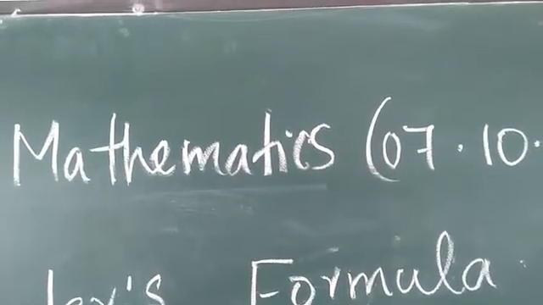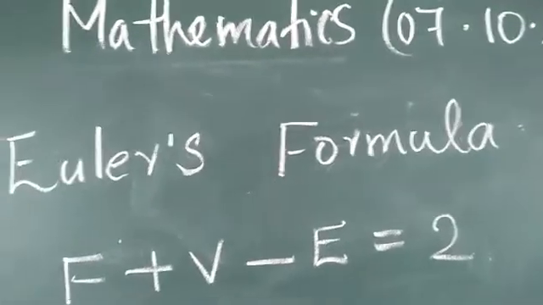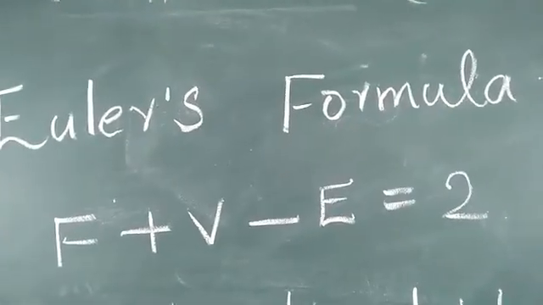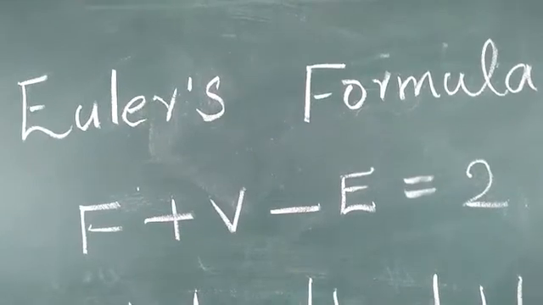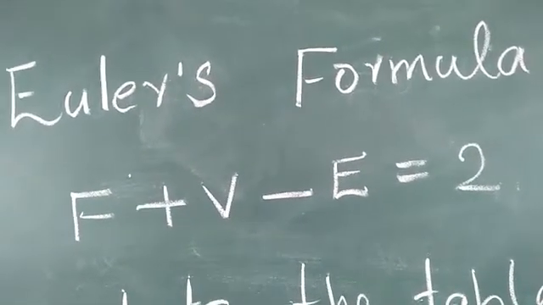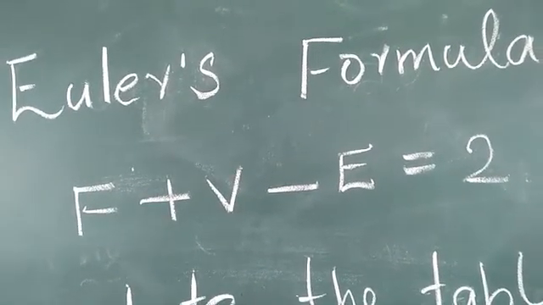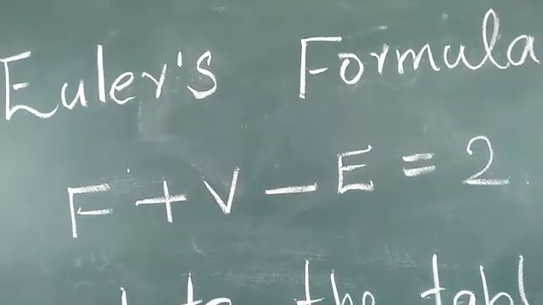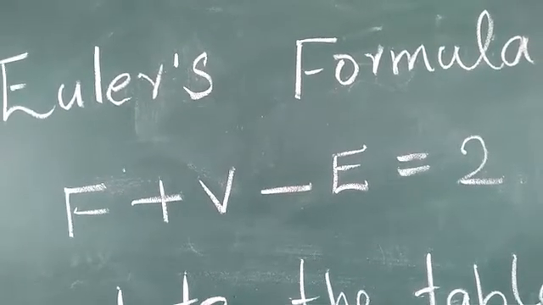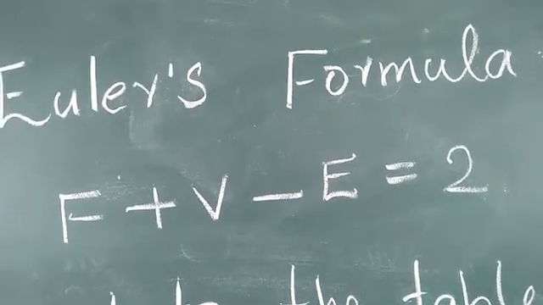What have we discussed in the last class? We have discussed Euler's formula. What is Euler's formula? F plus V minus E equals 2, where F is the number of faces of the polyhedron, V is the vertices and E is the number of edges.